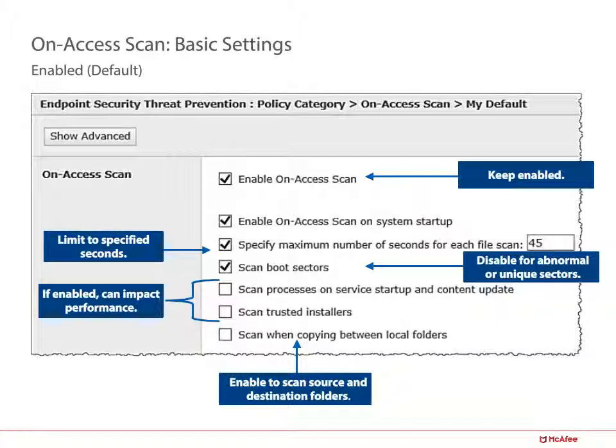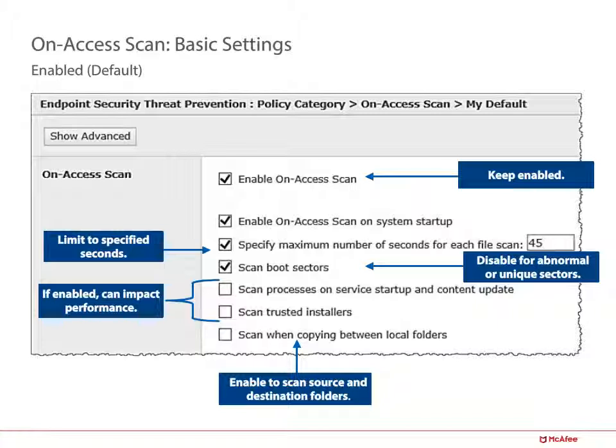Scan Trusted Installers will scan any MSI files that are installed by MSI.exe and any files that are signed by McAfee or Microsoft, or any Windows Trusted Installer service files. This is disabled by default. The idea is to keep this disabled to improve the performance of large Microsoft application installers. If you have this enabled and you go to install a large application, it will actually slow down the installation process and make it probably very difficult for you to use.